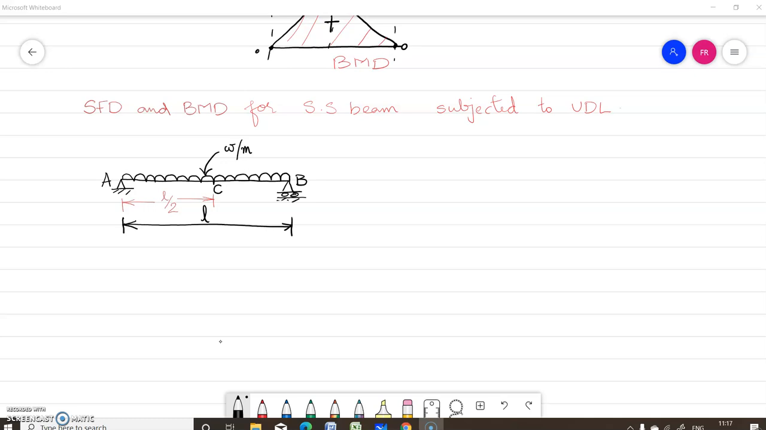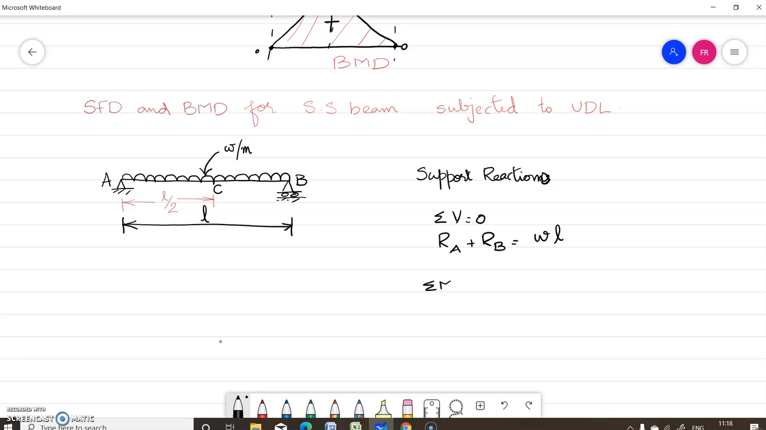Now let's see how to draw the shear force and bending moment diagram for a simply supported beam subjected to UDL. First step is we have to find out what the support reactions are. In order to find the support reactions, let us take the equation of equilibrium, sigma V equal to 0. When we take sigma V equal to 0, you will get RA plus RB is equal to W acting for L length. So W into L, where W is the load per unit length.